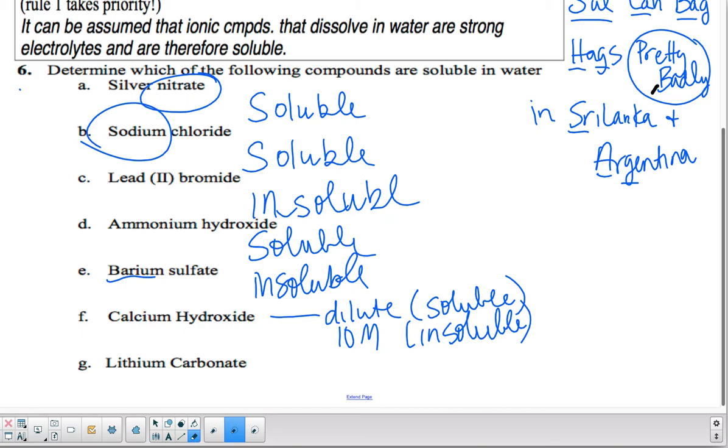And then lithium carbonate: soluble. Why? Group 1, Big Daddy rule. Okay? All right, so are we good with that?